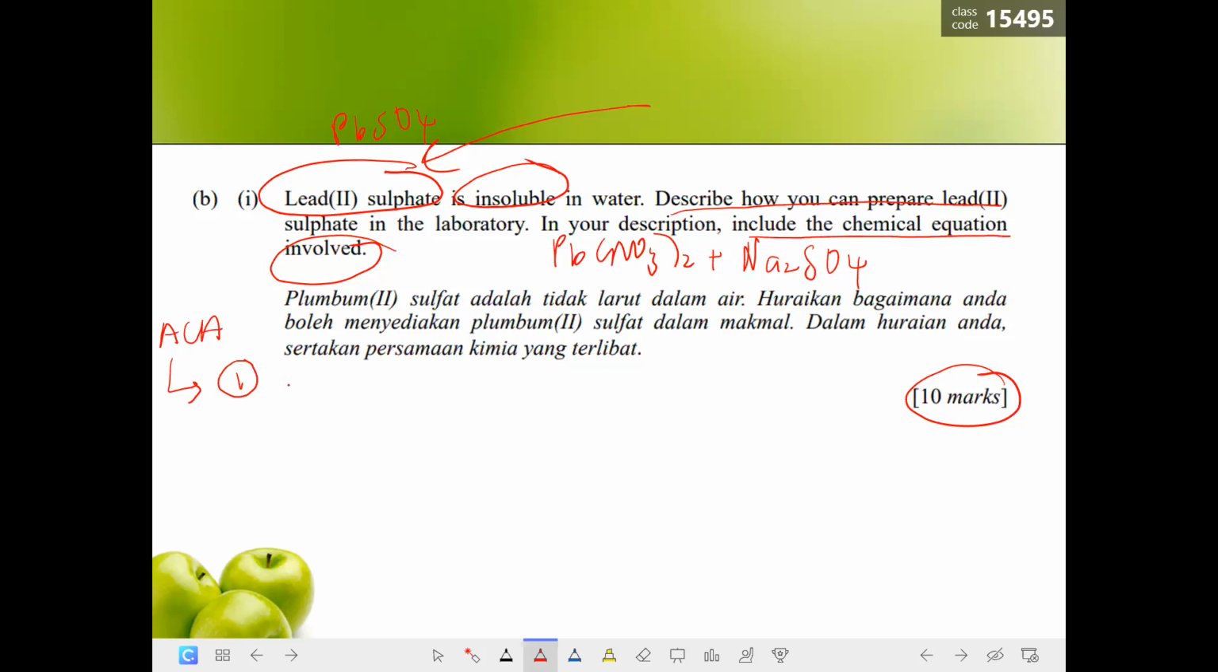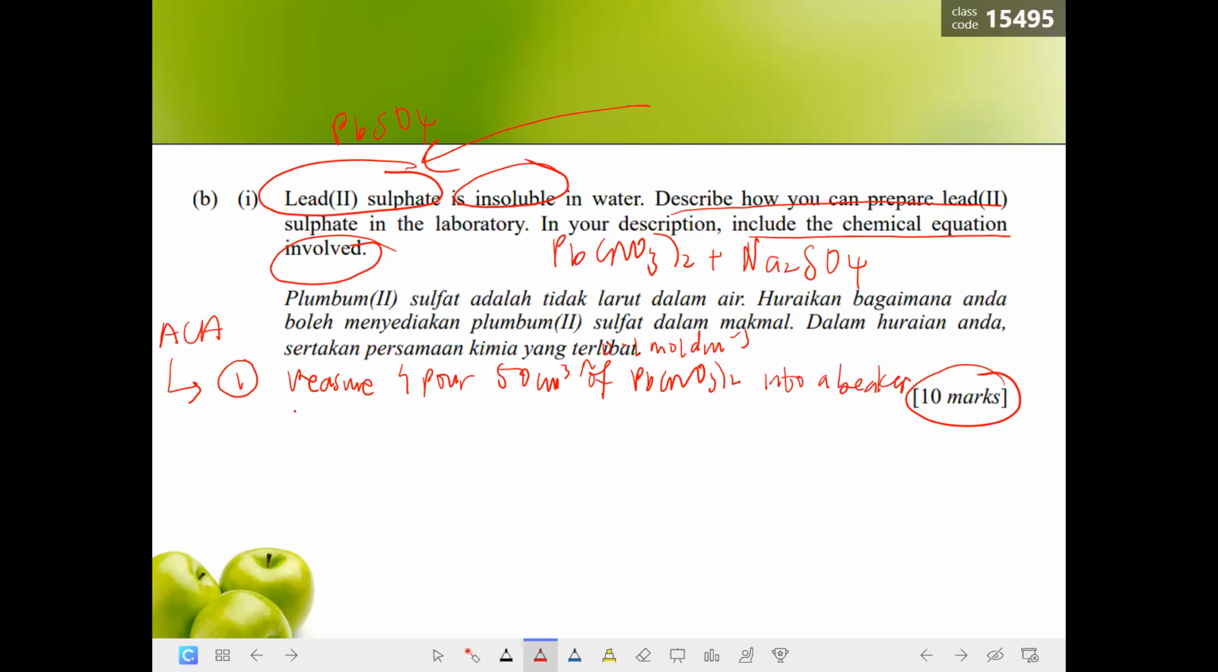Measure and pour 50 centimeter cube of lead-2 nitrate. Very good. 0.1 mole. Yeah, 50 centimeters. Sorry, teacher must put here 0.1 mole per decimeter cube of lead-2 nitrate. Okay, very good. Carry on. Into a beaker. Okay, correct. Perfect.